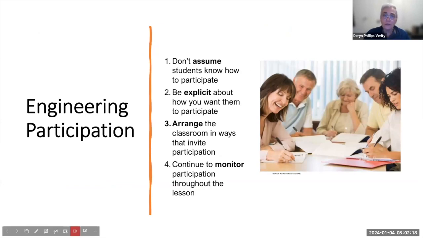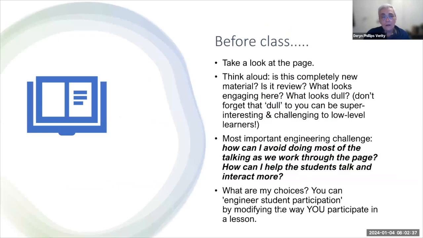Don't assume that your students know how to participate. Be explicit in how you want them to participate. Arrange the classroom to the extent that you can in ways that invite participation, and continue to monitor participation throughout the lesson. So one of the ways you can do this is to engineer your own participation. As the teacher, you obviously carry a lot of authority in the classroom, and what you want to do is make sure that you are not doing most of the talking.